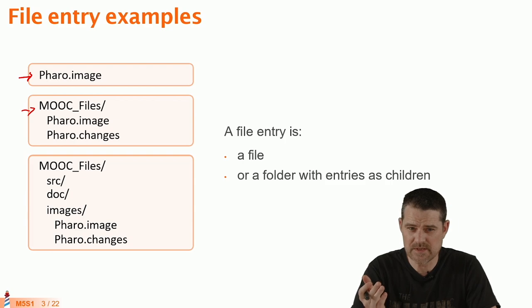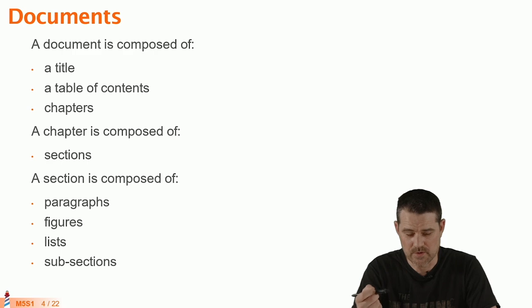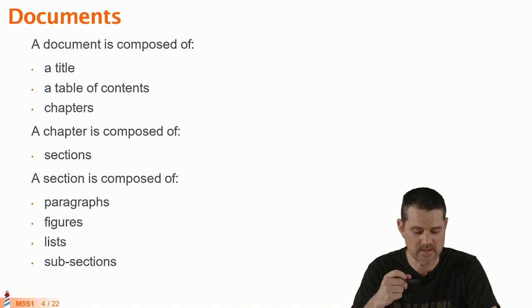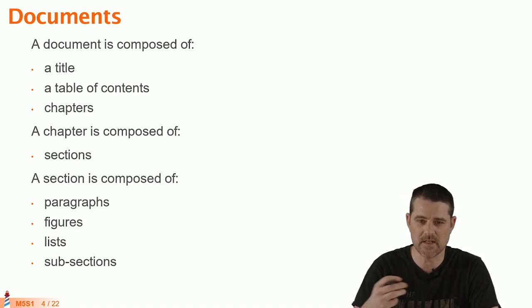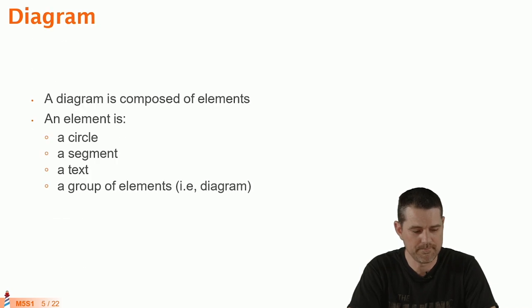But we have other examples of this kind of tree structure. For example, we could have the description of a document. A document is composed of a title, a table of contents, chapters. A chapter is composed of sections, and then some sections are composed of paragraphs, figures, lists, and subsections. So it means that you have a recursion there also. A section is composed of sections, etc. So how can we model that efficiently in an object-oriented system?